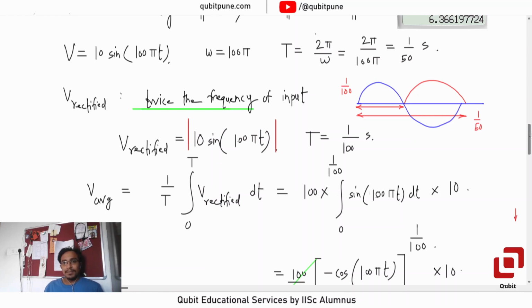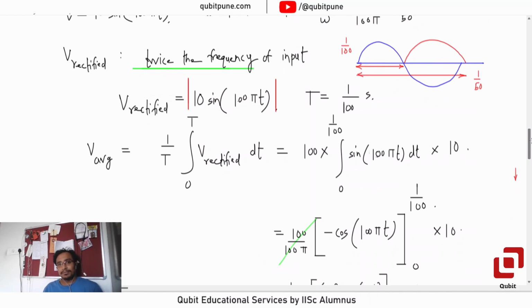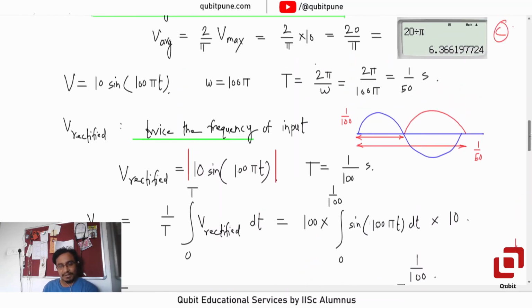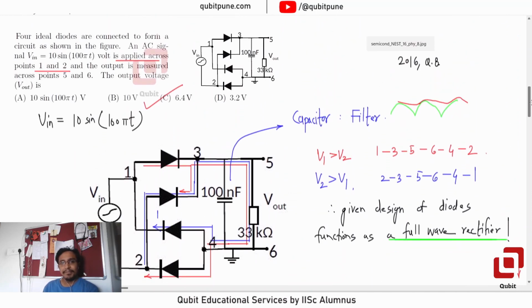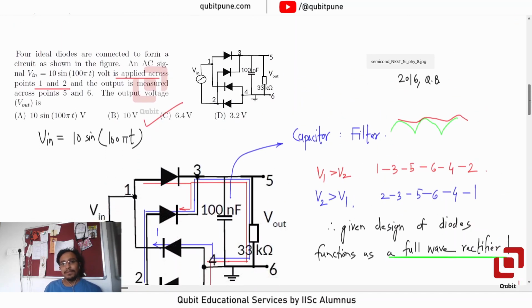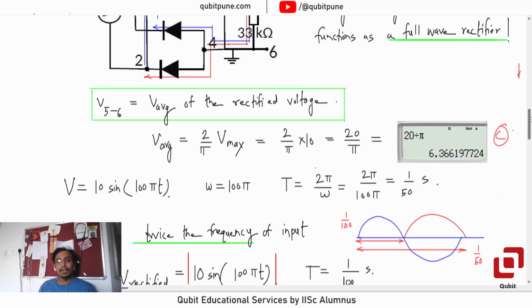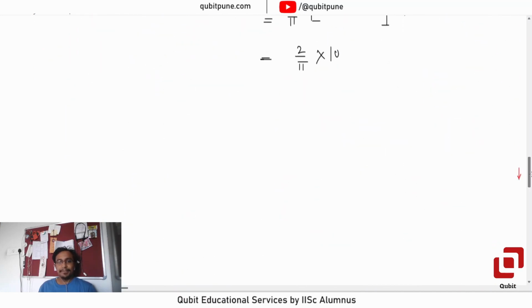Have you understood this, or shall I explain it again? Because the average of that over a cycle will definitely be 0. We have seen that when we were discussing AC circuits. So the correct option is C, 6.4 volts. There were two parts in the problem. First one was to recognize that the mechanism of the diodes was a full wave rectifier, and then the capacitor's role.